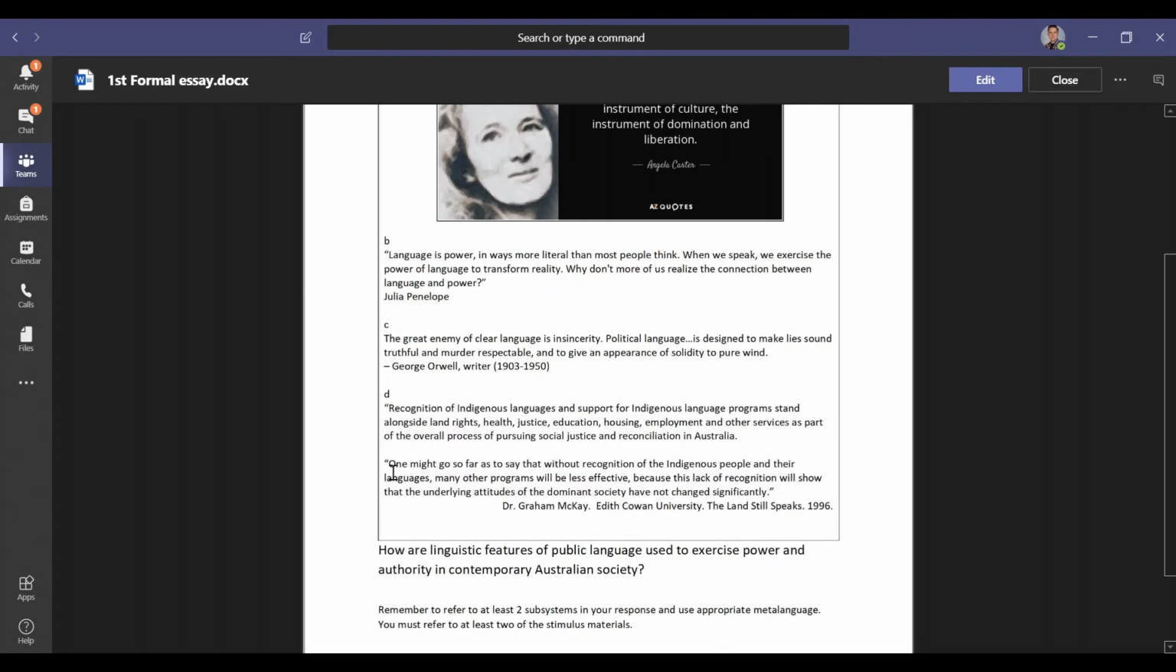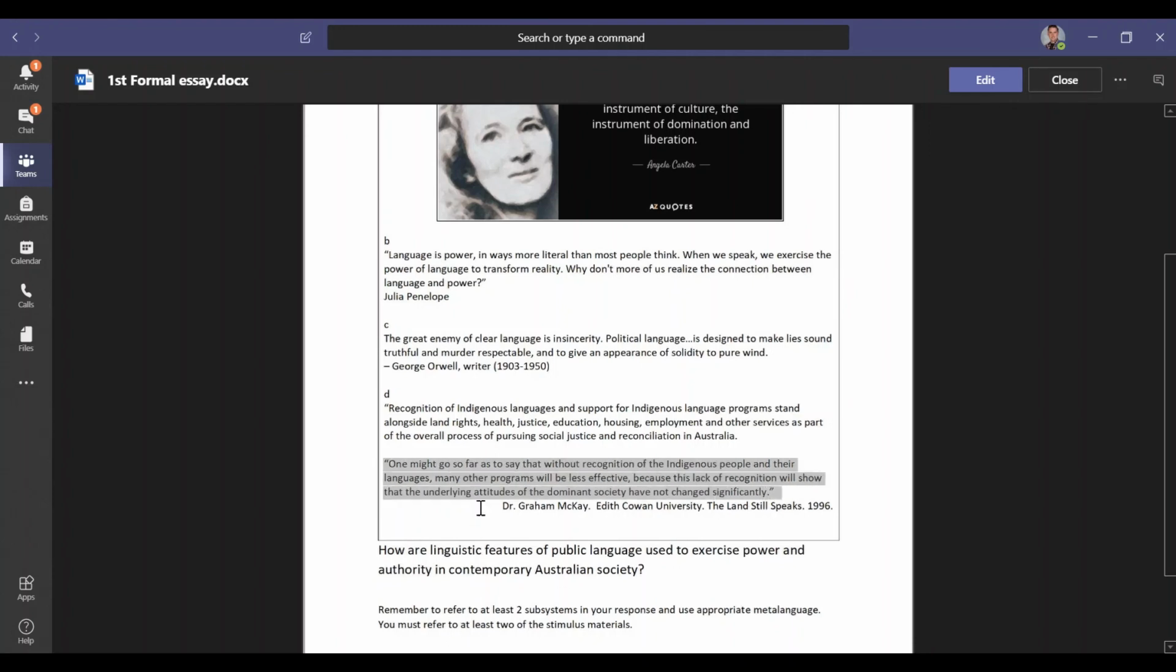Notice the language itself is quite formal. It's from a doctor from Edith Cowan University, speaking with power about Indigenous issues. One might go so far as to say that without recognition of the Indigenous people and their languages, many other programs will be less effective, because the lack of recognition will show that the underlying attitudes of the dominant society have not changed significantly. Here is about power and language.